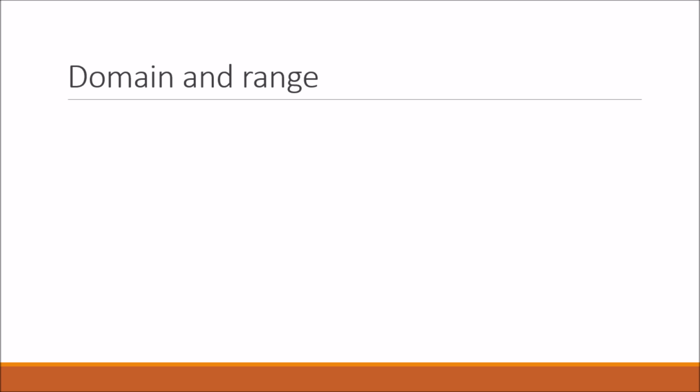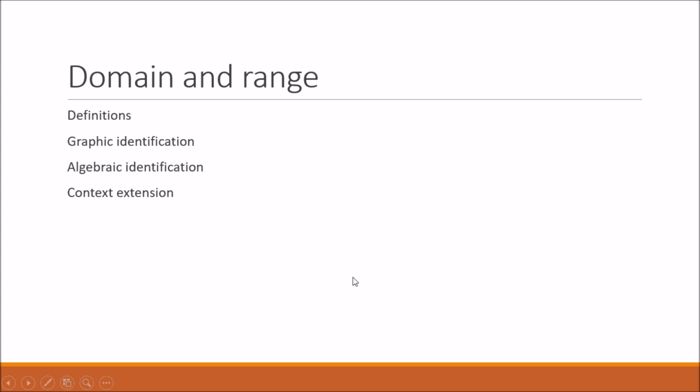Today we're going over domain and range, and you have a packet that you can follow along with. You can wait till after the video or during the video, and feel free to watch the video as many times as you like. What we'll be going over, a few definitions to begin, and then I want to cover graphic identification, algebraic identification, and then one contextual extension.